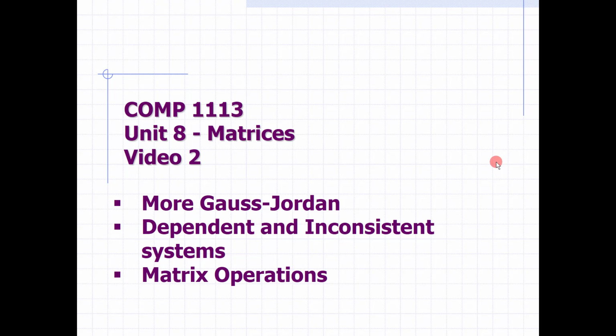We'll continue on with this in the next video. We'll do another example of Gauss-Jordan, of course. We'll talk about the cases where sometimes there isn't a solution, or sometimes there's more than one solution. And then we'll move on to other things like matrix operations.